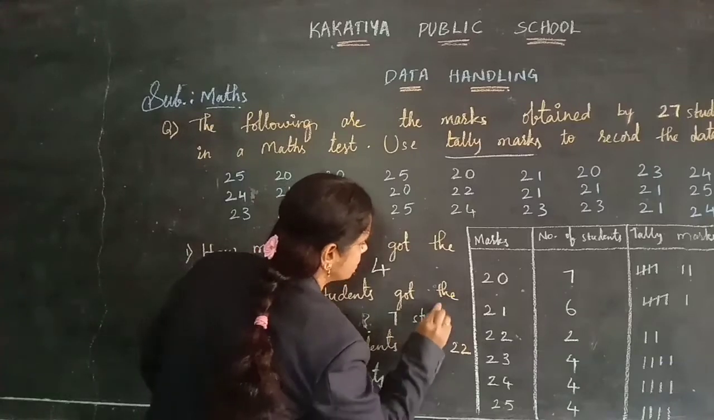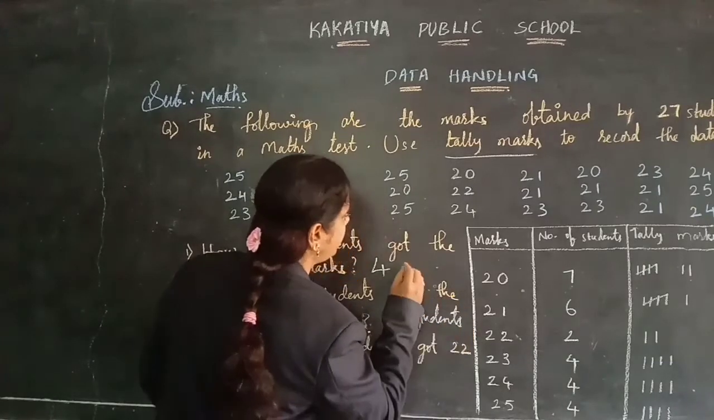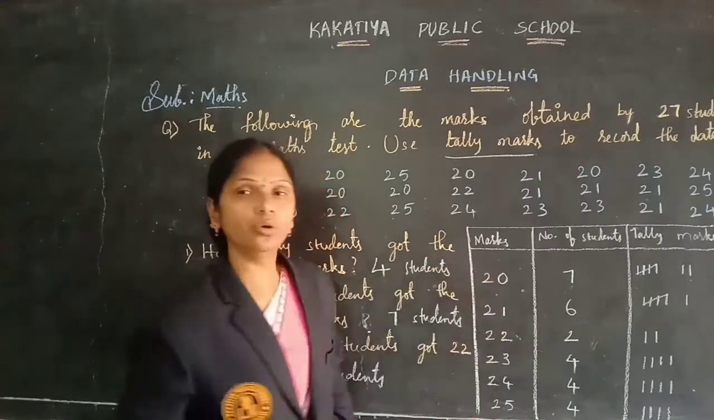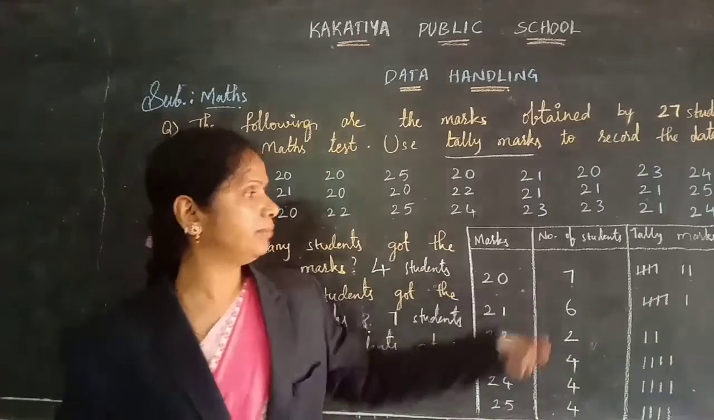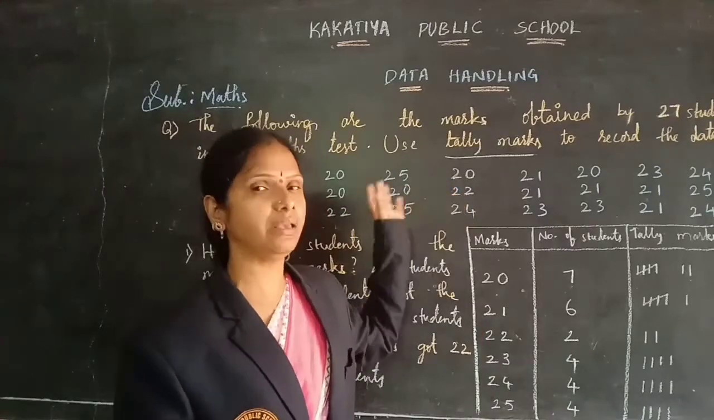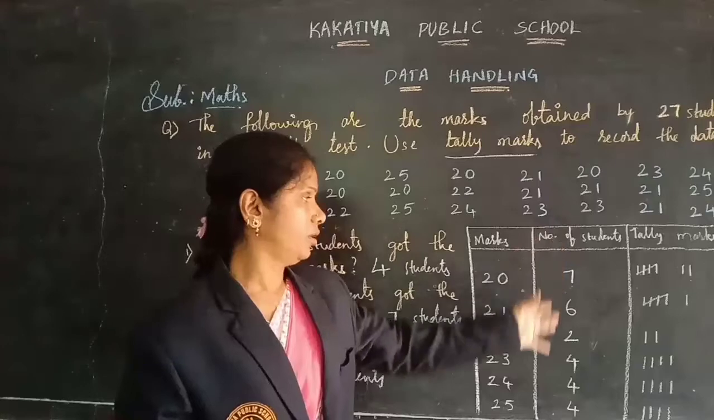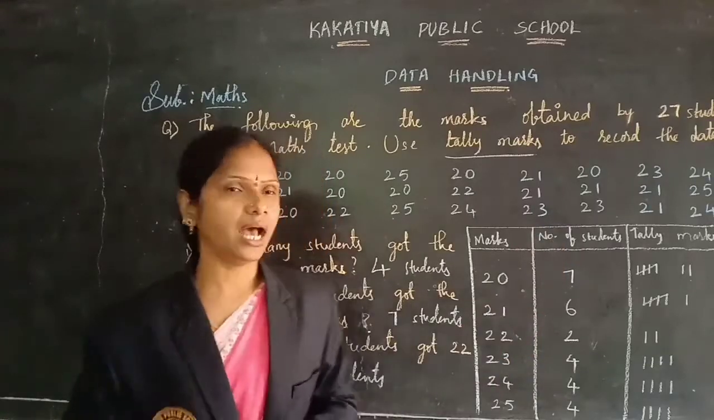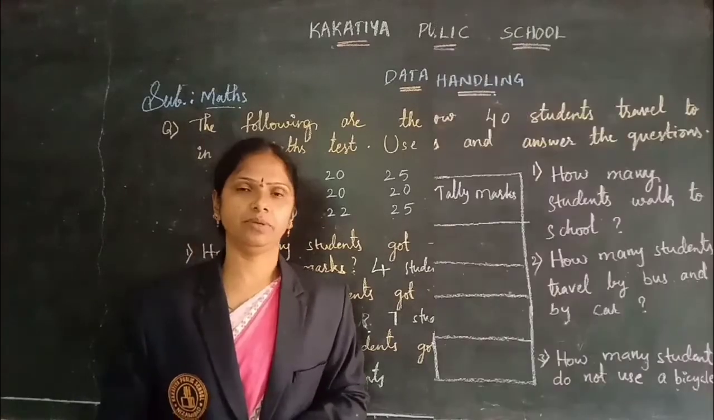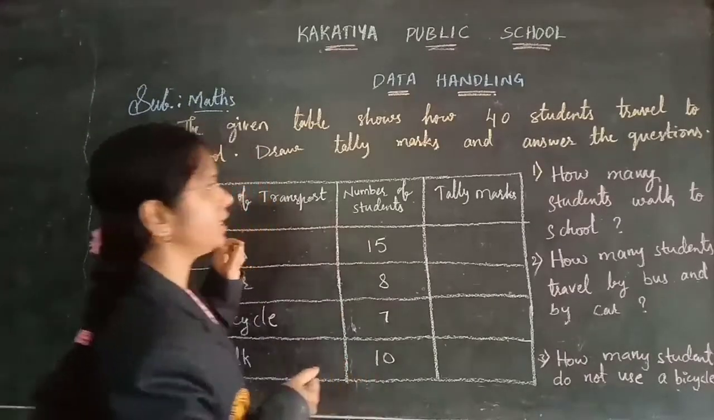7 students and 4 students. So this is the way to show data, the given information, in the representation of tally marks, and these are the questions based on the tally marks table. Come on children, let's do the next problem.